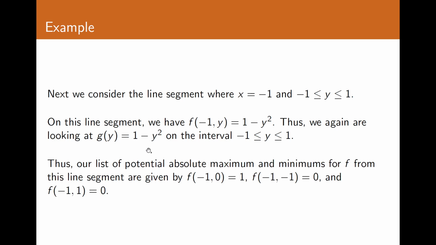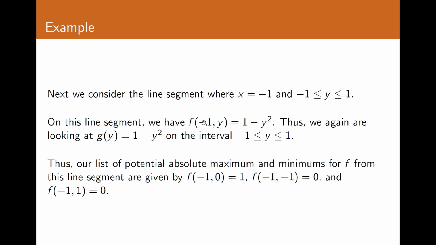So same process, we see the possible absolute maximums and minimums of f from the line segment when x is equal to negative 1 are f of negative 1, 0, which again gives us 1, f of minus 1, minus 1, which gives us 0, and f of minus 1, 1, which gives us 0. Right, so all these values are coming. We know x is always minus 1, so that's where our x value is coming from. And then the 0 comes from where g prime of y is equal to 0, which is at 0. And then this part, this y equals minus 1, comes from this edge of the interval, and the 1 here comes from this edge of the interval.